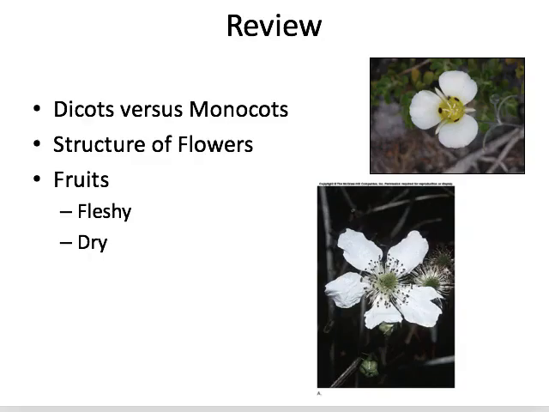All right, so in review, we've now learned a comparison of the dicots versus the monocots. We've learned about the structure of the flowers, and we've learned about a short list of fruits. And remember from that first overview slide, we talked about the thimbleberry and the banana. See if you can figure out which type of fruits these are based upon what we've just learned. And if you can't figure it out, send me an email and we can talk about it.